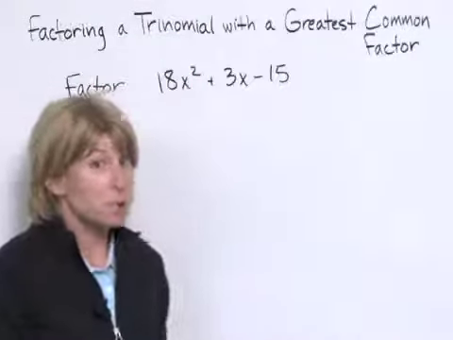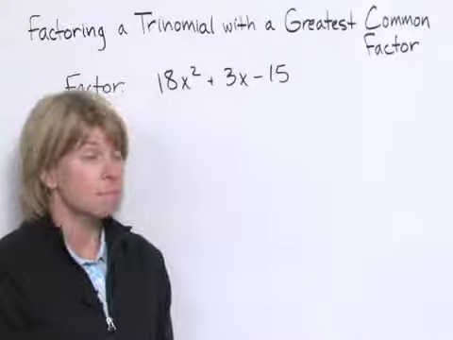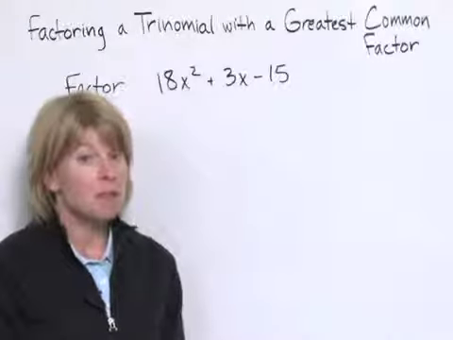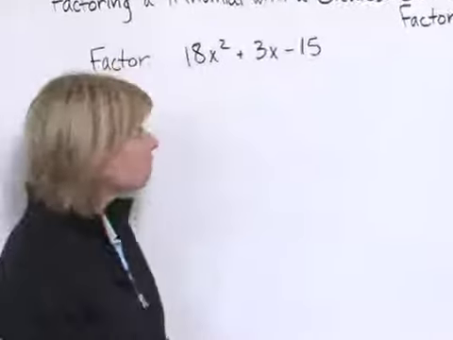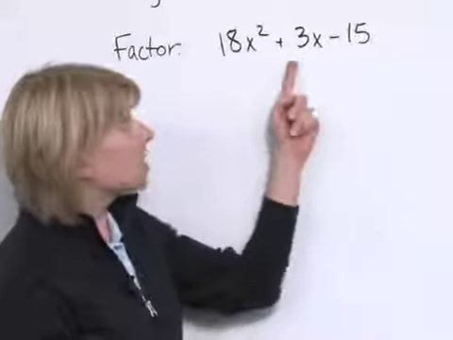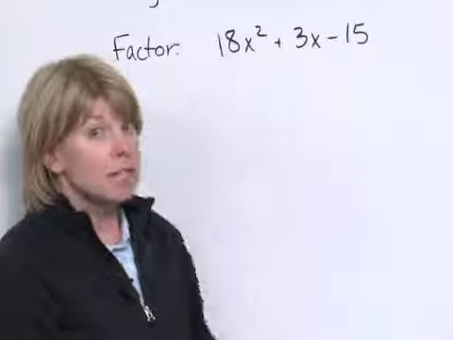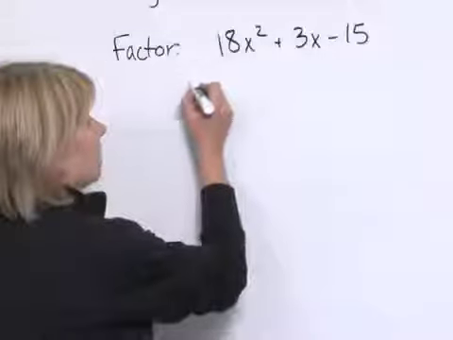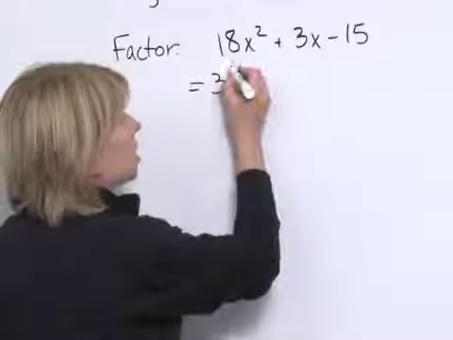Here's a trinomial that we're being asked to factor, 18x squared plus 3x minus 15. And as the helpful hint suggests, we want to first look for a common factor that is common to each of the three terms. If we look at the numbers 18, 3, and negative 15, notice that 3 will divide evenly into each of those three numbers. So that means we can factor a 3 out of each of those terms.